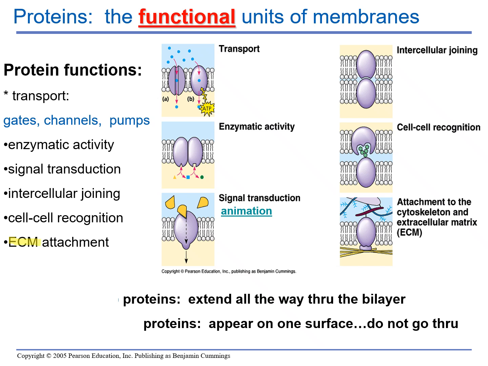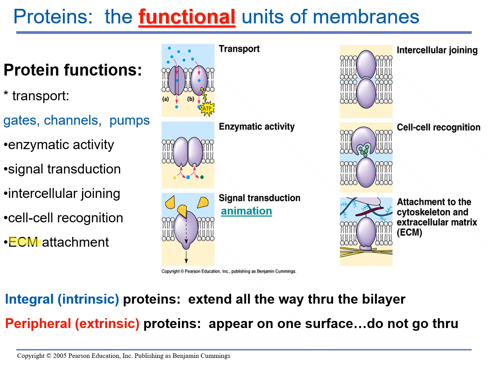Now there are two types of proteins. There are the integral proteins, which extend all the way through the bilayer, and then there's peripheral or extrinsic proteins, which appear on the surface, but they do not go through the cell surface, through the bilayer.